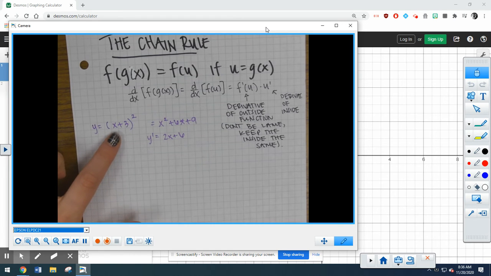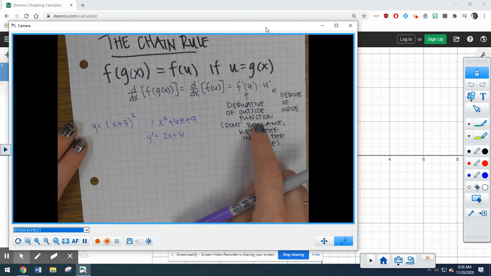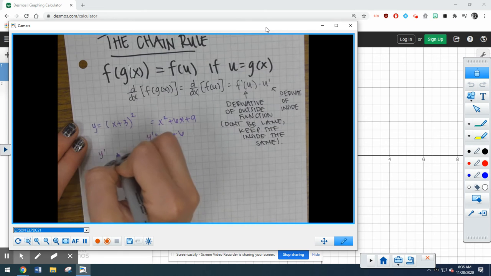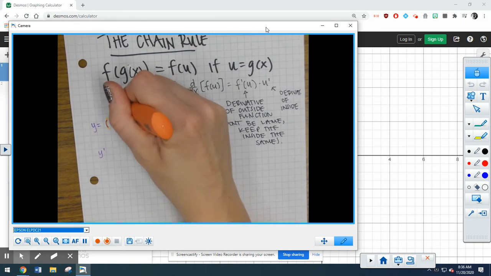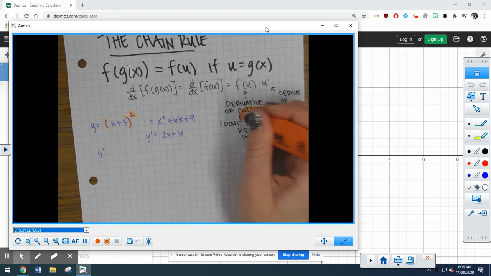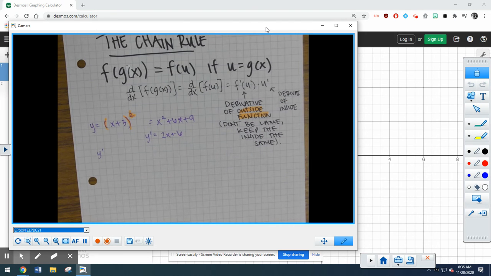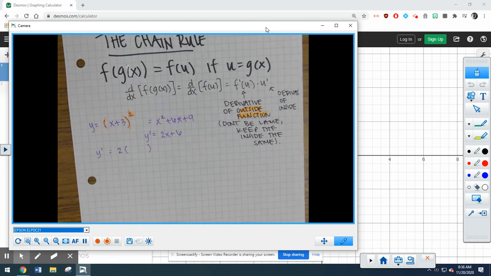Now, let's find this derivative using the chain rule. So the chain rule says take the derivative of the outside function and leave the inside the same. Well, the outside function is this piece here. It's the squared piece. That's the outside function. Now, if I take the derivative of that, I'm going to multiply by a 2 and I'm going to drop one exponent.